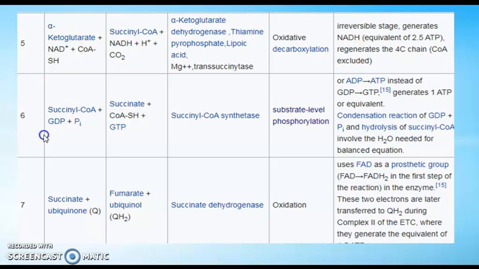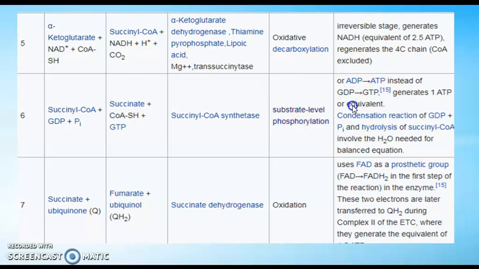Next is succinyl-CoA plus GDP plus Pi. So the GDP, an energy requiring molecule, combines with succinyl-CoA. So succinyl-CoA plus CoA-SH, GTP is the product which is formed from succinyl-CoA with the enzyme succinyl-CoA synthetase. So the product is succinate, and CoA-SH is removed. It is a type of substrate level phosphorylation.